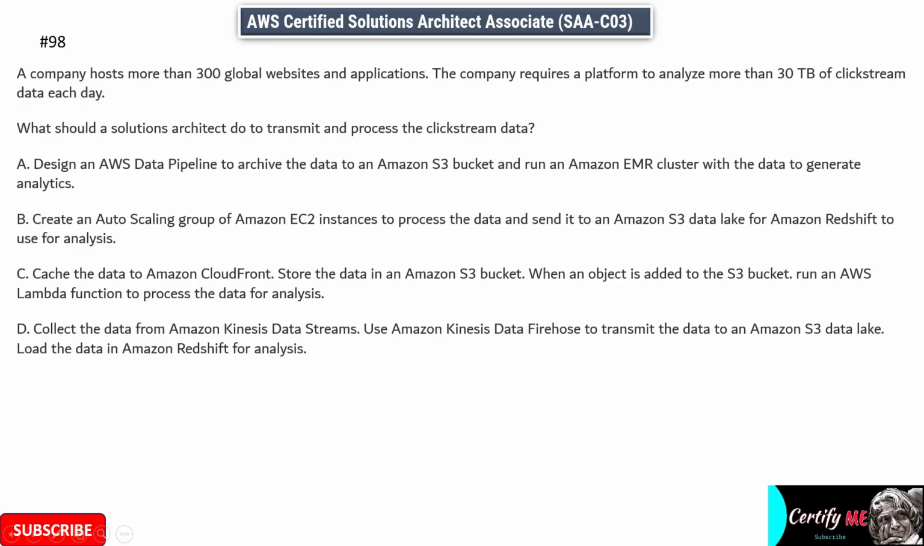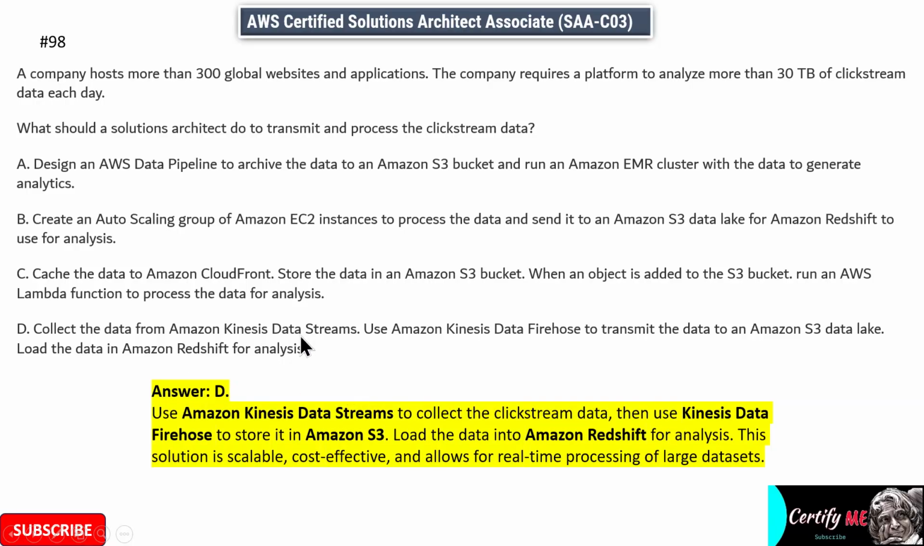Just two questions left. The correct answer for this question is option D. Collect the data from Amazon Kinesis Data Streams. Use Amazon Kinesis Data Firehose to transmit the data to an Amazon S3 data lake. Load the data into Amazon Redshift for analysis. Use Amazon Kinesis Data Streams to collect the clickstream data, then use Kinesis Data Firehose to store it in Amazon S3, and load the data into Amazon Redshift for analysis. This solution is scalable, cost effective, and allows for real-time processing of large data sets.